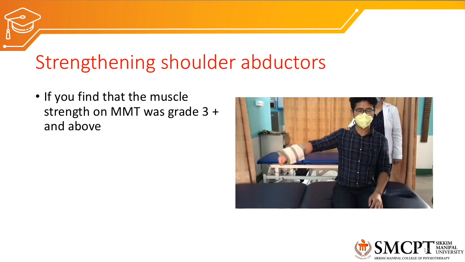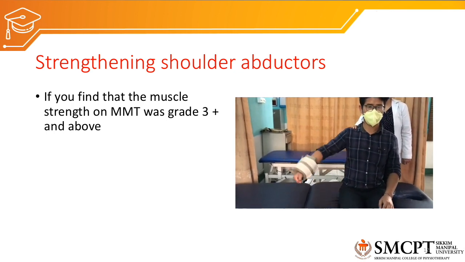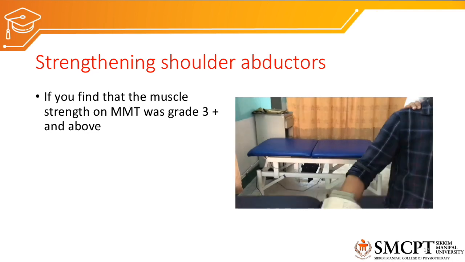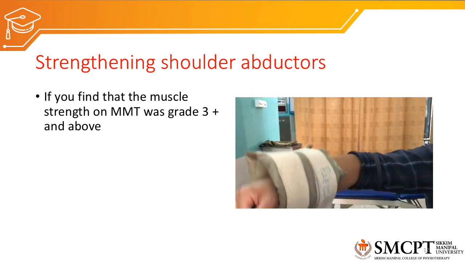and 3 sets. Before applying the resistance, again I would like to remind you all that we have to quantify the 10 repetition maximum weight for every patient. So these were some of the strengthening techniques that we can use to strengthen shoulder flexors and shoulder abductors. The knowledge of MMT plays a vital role before we plan for strengthening of the muscles. We have to know the strength of the muscles, then only we can decide on applying resistance or applying suspension therapy for strengthening the muscles.